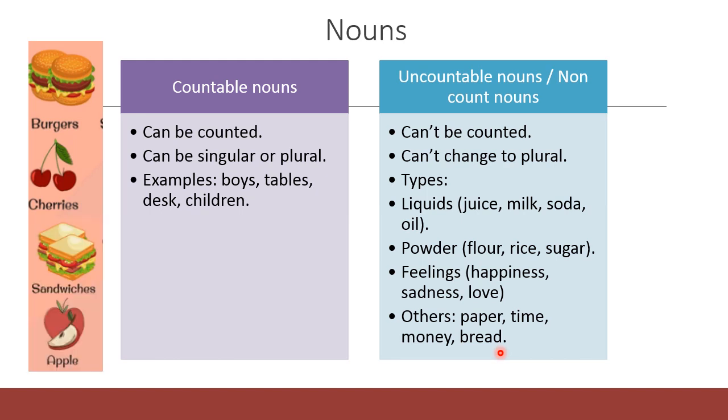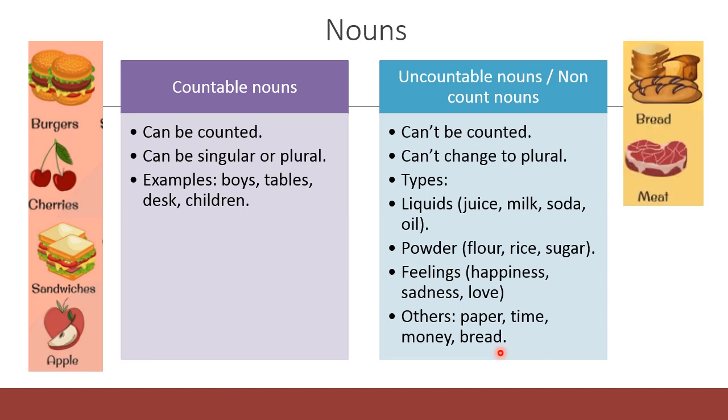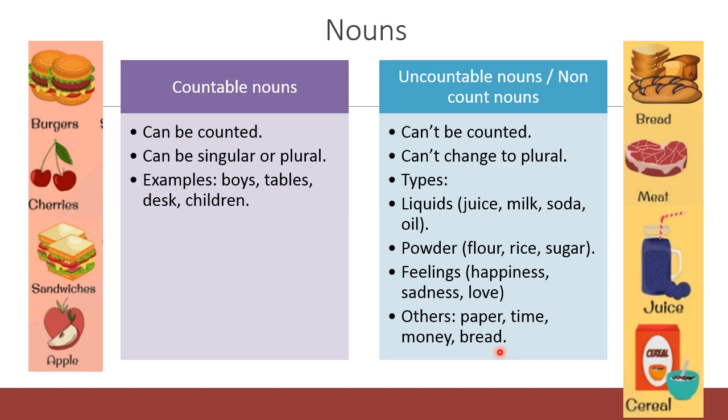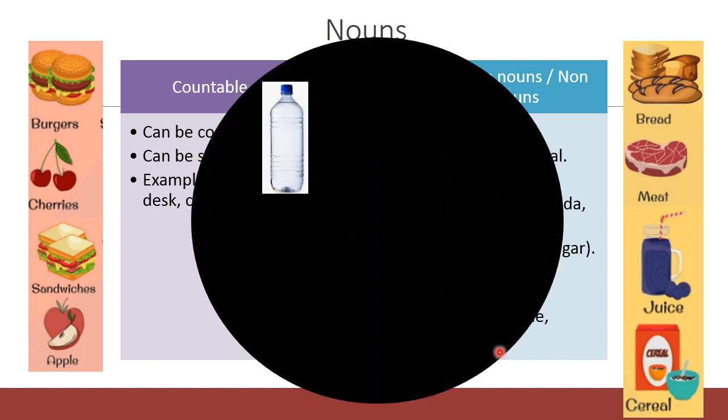Here we have more examples of countable nouns like burgers, cherries, sandwiches, apples, and more examples of uncountable nouns: bread, meat, juice, and cereal. So, okay, what I want to explain now is about the uncountable nouns. Remember that water is an uncountable noun, but if we say 1 bottle of water or 2 bottles of water, we can count. So here, water by itself cannot be counted, but if we use a container like a bottle, you can count the bottles of water. So notice here that we are not counting what is inside, but we count the container.